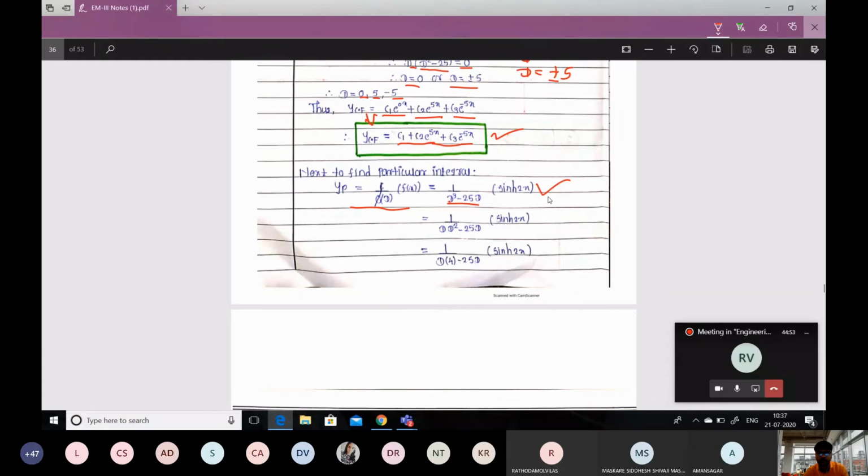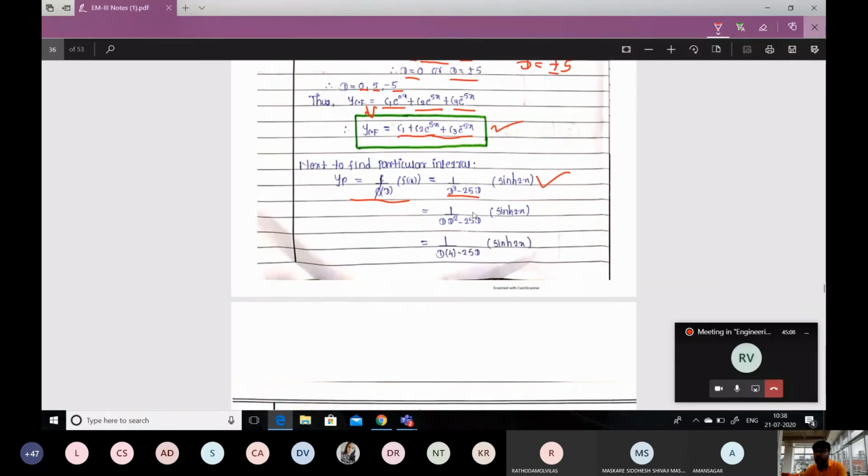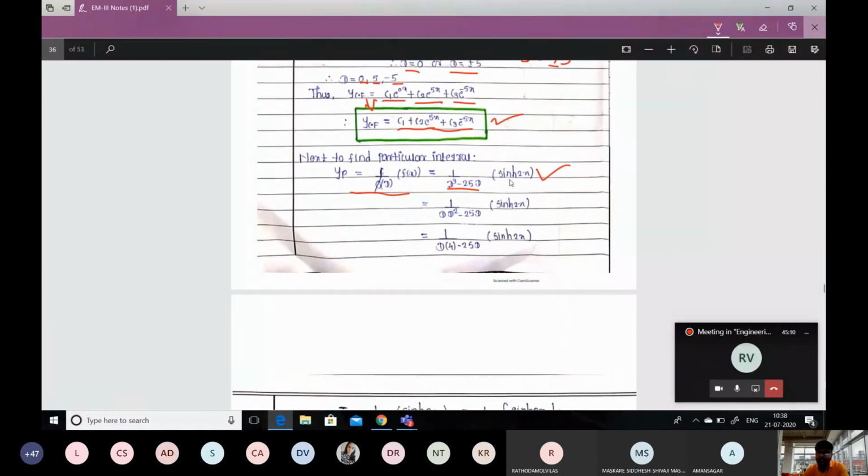Here f of x is sine hyperbolic 2x, and from here onward you have to look at the f of x. If it is hyperbolic sine, then use the shortcut formula for hyperbolic function. If you have trigonometric, then the formula for trigonometric function. And if there is an exponential term, then the formula for that exponential term. Accordingly, you have to use the formula. Now here we can see there is a hyperbolic function, so we need to use the formula for hyperbolic function.